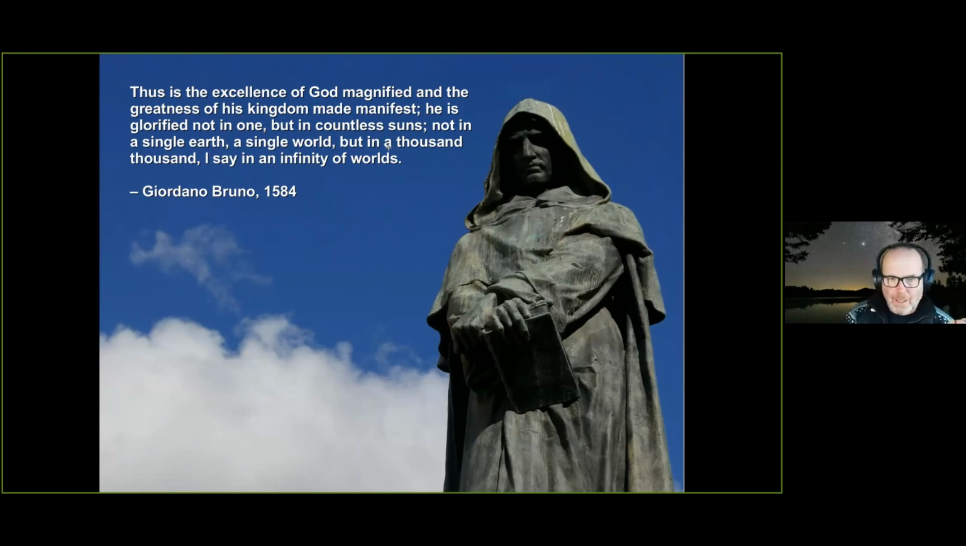And he wrote, in 1584, "Thus is the excellence of God magnified and the greatness of his kingdom made manifest. He's glorified not in one, but in countless suns, not in a single earth, a single world, but in 1,000,000. I say in an infinity of worlds."